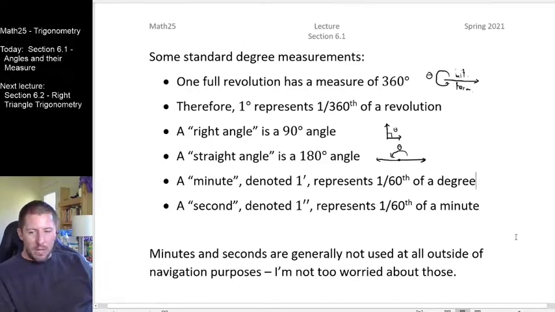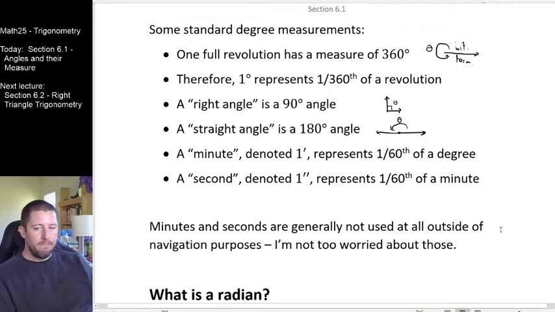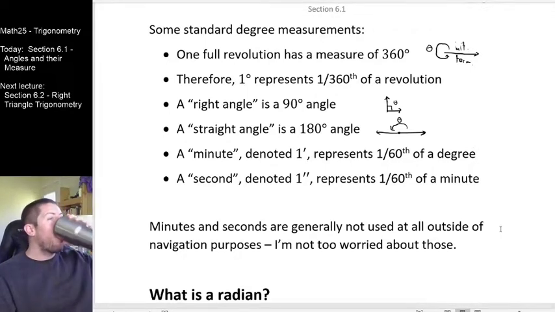That's it. I'm not going to throw a bunch of minutes and seconds at you this semester. I'll bring it up once in an example today, and that might be the only time I mention it this semester. It's good to know that they exist, but we won't use those since this is not a class on navigation. This is a class more broadly on trigonometry.